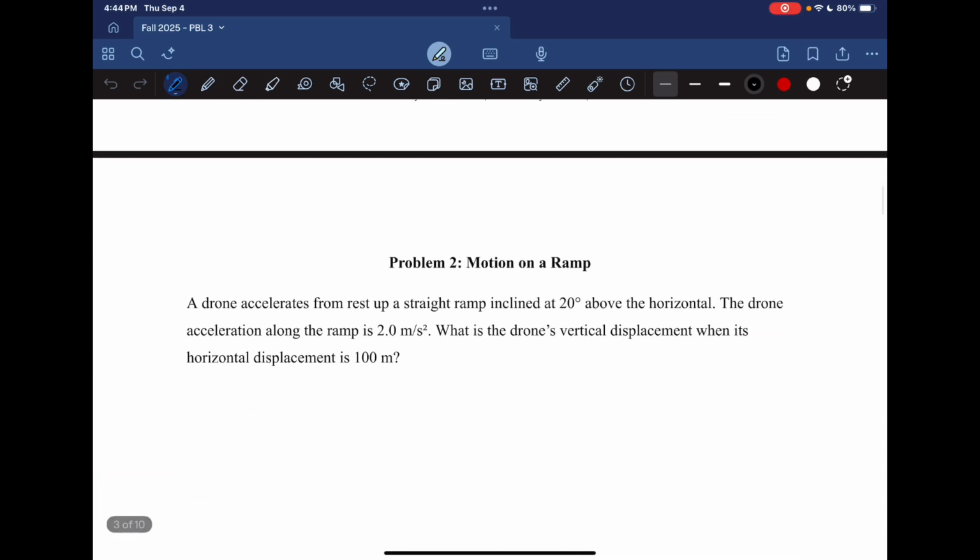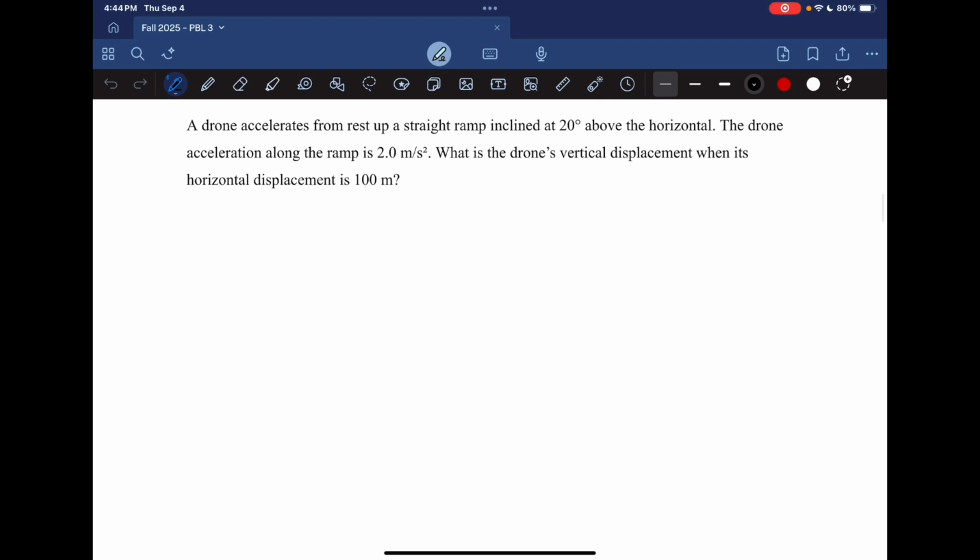So to start out with this problem, we have a drone accelerating from rest up a straight ramp, inclined at 20 degrees above the horizontal. So I can already draw that. We've got 20 degrees above the horizontal. There's a drone, and it's going up this way. The acceleration along the ramp is 2 meters per second. So I can write that, 2.0 meters per second squared. And then I'm gonna underline it. What is the drone's vertical displacement when the horizontal displacement is 100 meters?